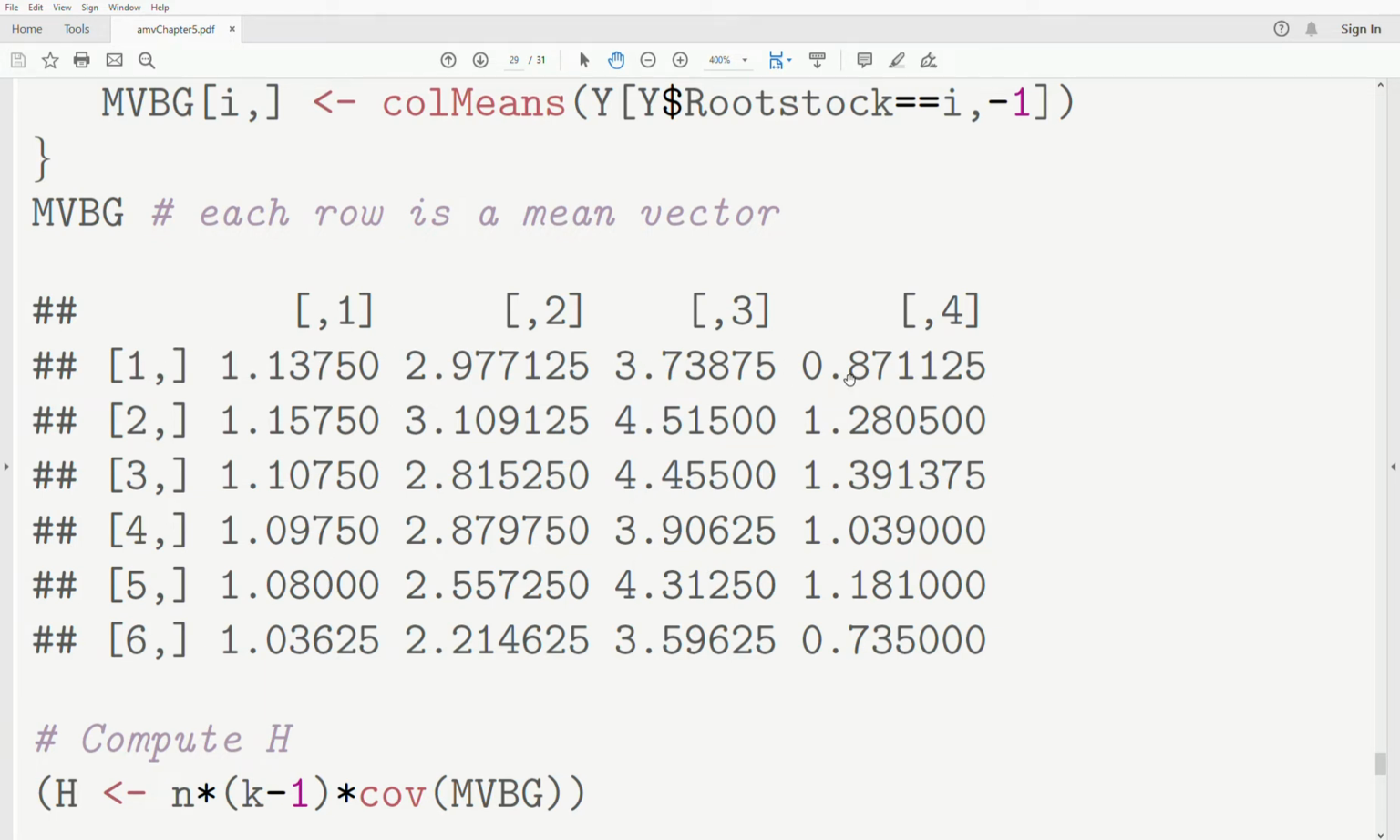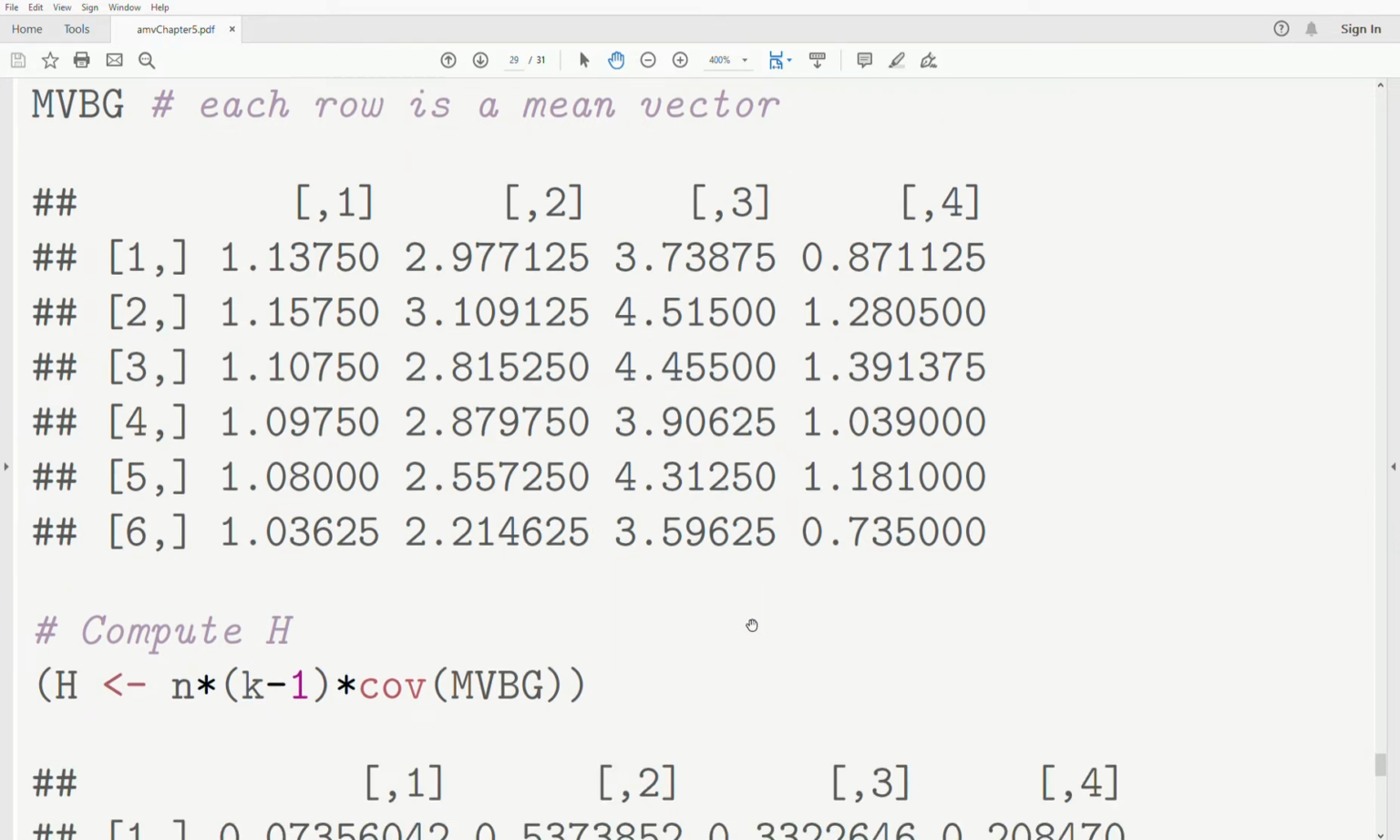So those are the means. Now to compute H, which is the between variance or between covariance of these mean vectors, you just take its covariance, times this. So we don't actually want the covariance, but we want that sum of squared distances from the grand mean. That's what this is.